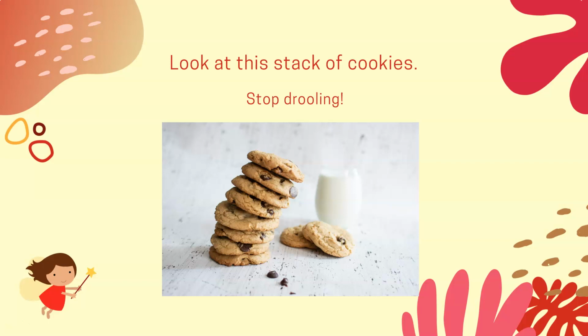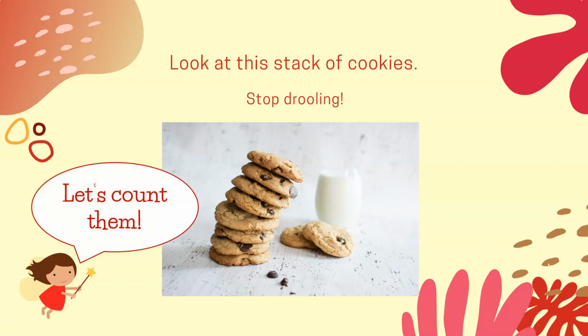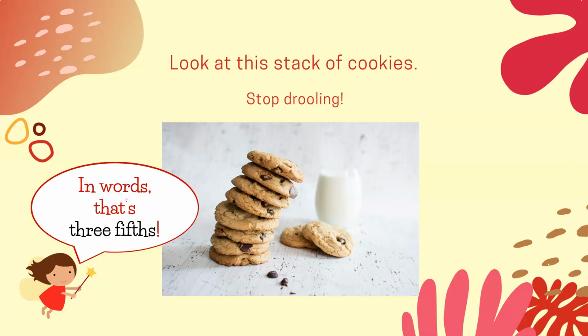The first thing we're going to do is count our cookies. How many cookies have we got? That's right, there's 10 cookies. Now I'm going to give you 3/5 of these cookies. You might see a fraction written like this, the number 3 with a line over the number 5, and sometimes you might see it in words. In words, there you go, that's 3/5.